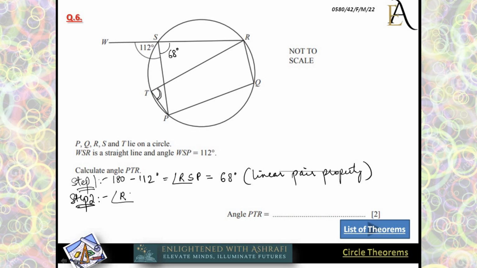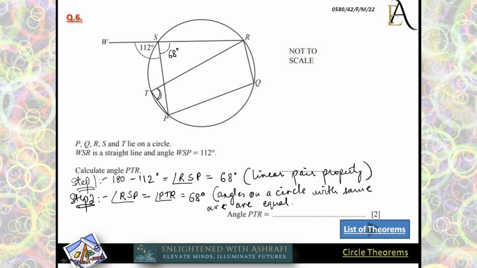Fine. Step 2. Angle RSP is equal to PTR, which is equal to 68 degrees. Reason: angles on a circle with same arc are equal. So the answer over here is 68 degrees. Don't forget to write degrees.